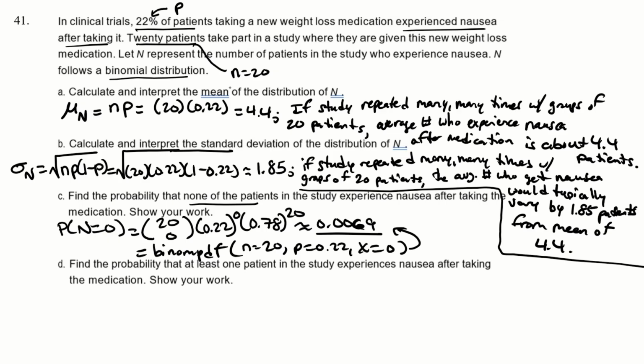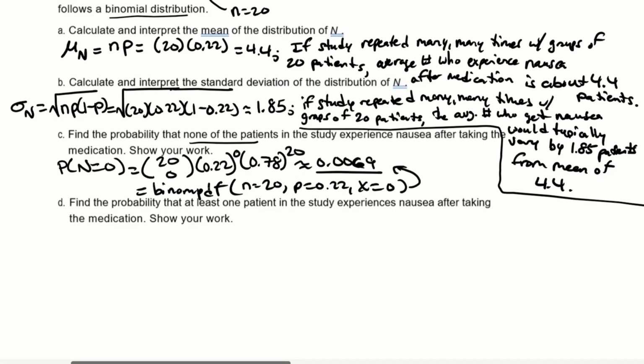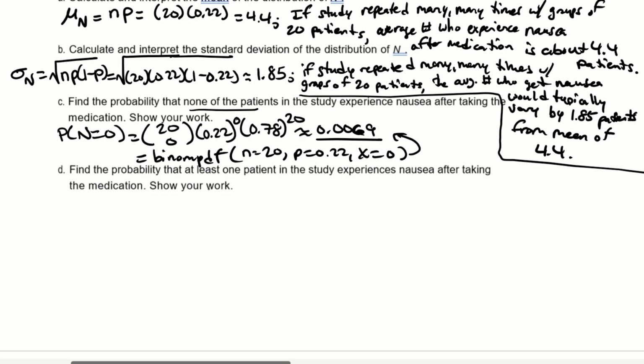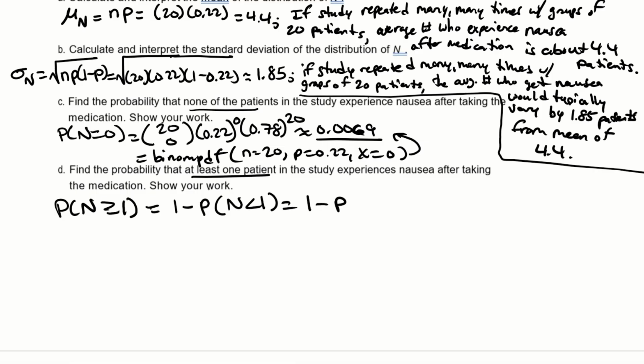All right, find the probability that at least one patient in the study experienced nausea. So the probability that n is greater than or equal to 1. The opposite of that is 1 minus the probability that n is less than 1, which is the same thing as 1 minus the probability that n is equal to 0. And we just calculated that. 1 minus 0.0069, which is approximately 0.9931.